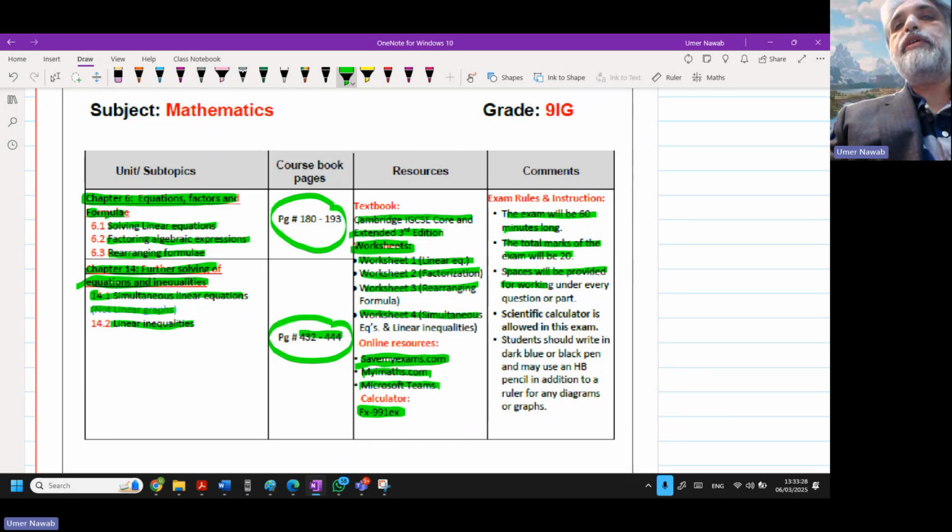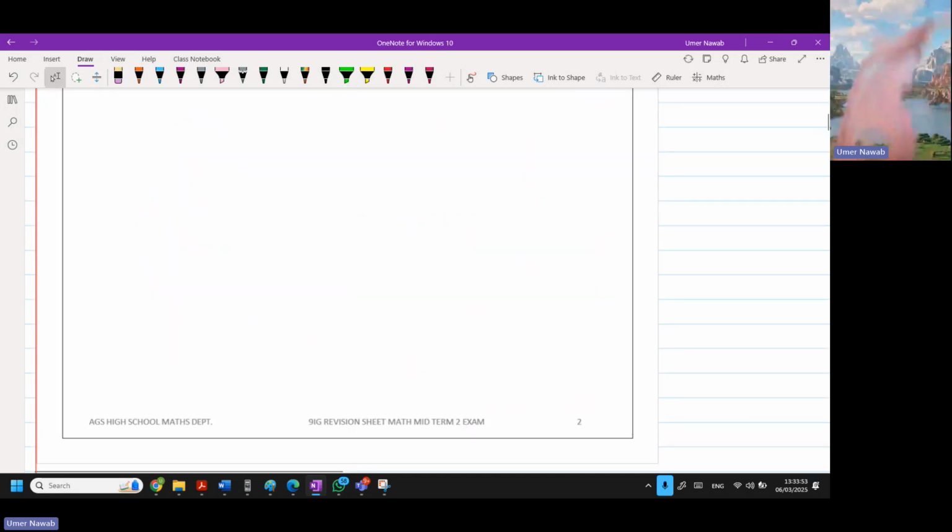Under every question, spaces will be provided, and you have to show your working if more than 1 mark is allocated for that question. As I said, a scientific calculator is allowed, and students should use only dark blue pen, just blue, not black, guys, dark blue. But if you want to draw any diagram, you can use HB pencil for diagrams or graphs.